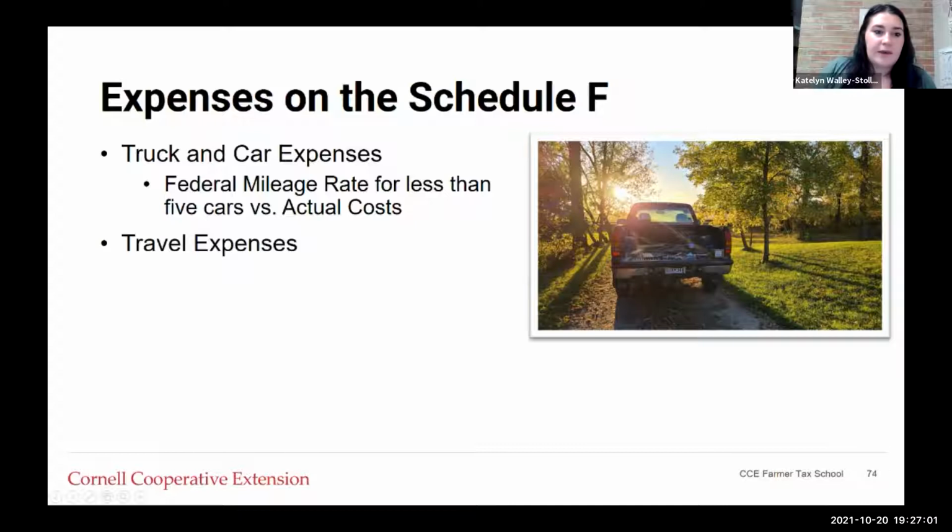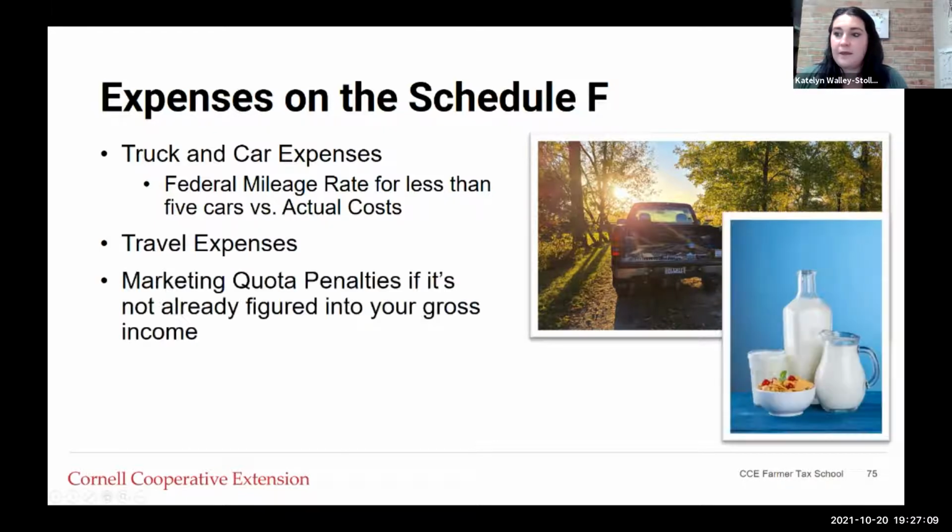Travel expenses. So if you're traveling for a farm-related meeting with an overnight stay, the hotel and your meals could be claimed on your Schedule F. And marketing quota penalties if they're not already included in your gross income.